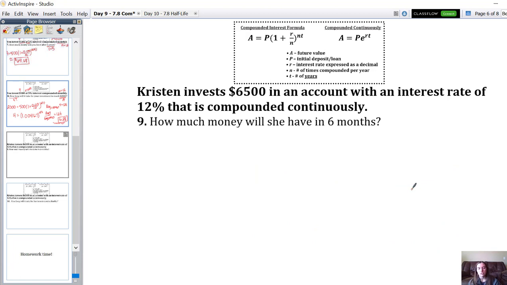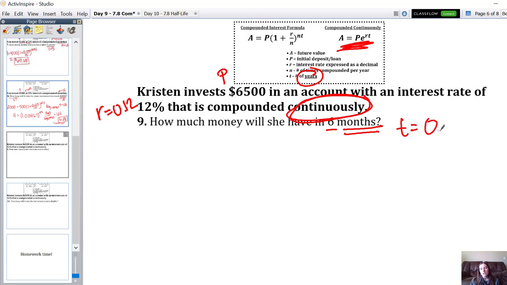Kristen invests $6,500 in an account with an interest rate of 12%, so R is 0.12, and it's compounded continuously, so we're going to use this second formula. How much money will she have in 6 months? Now, T, that's the time, but T has to be in years. So how many years is 6 months? That's half a year. So I'm going to put T is 0.5 or 1/2.